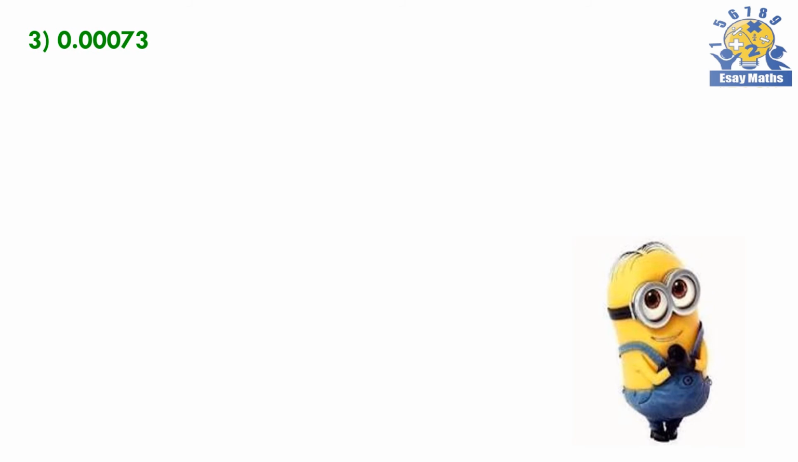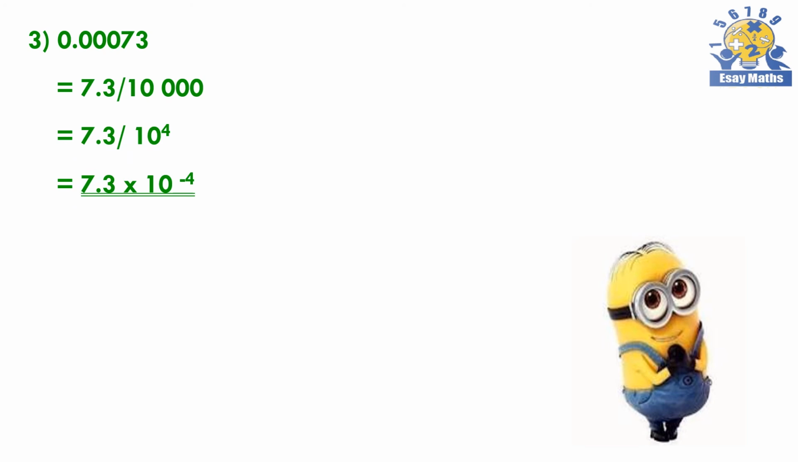Third one, 0.00073. We can express it as 7.3 over 10,000. It means to obtain 0.00073, we should divide 7.3 by 10,000. 10,000 means 10 to the power 4. Therefore, you can express this as 7.3 over 10 to the power 4. Now we can rewrite it in scientific notation as 7.3 into 10 to the power minus 4.